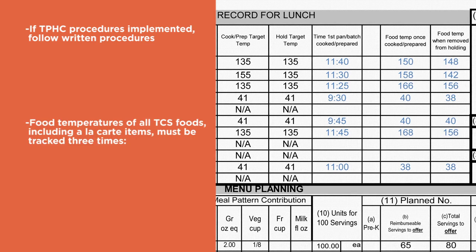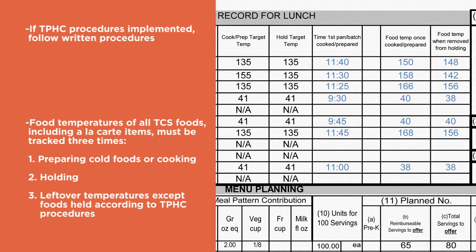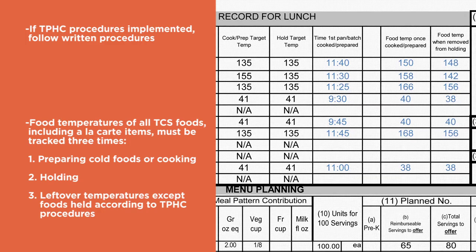Remember that food temperatures of all TCS foods, including a la carte items, must be tracked at 3 times. 1. Preparing cold foods or cooking. 2. Holding. And 3. Leftover temperatures. The only exception is for foods held according to approved TPHC procedures. Leftover temperatures are not required for these foods. However, the TPHC procedures and record keeping must be followed exactly as written. Failure to follow exactly will result in an environmental health violation.